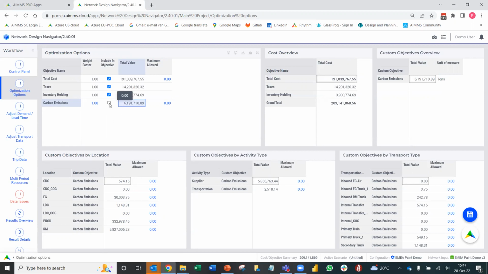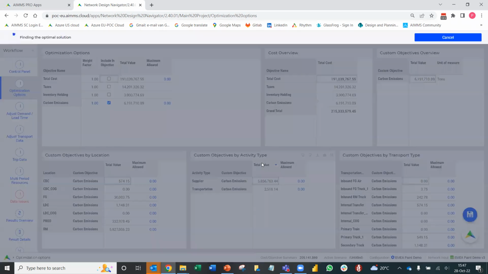The next scenario we can run is to say, well, let's optimize for carbon and not optimize for cost, but just report on cost. So now I'm going to run the scenario by clicking on the Optimize button under the AIMMS logo at the bottom right here. And we'll let the mathematical optimization figure out what's the best in this particular scenario.